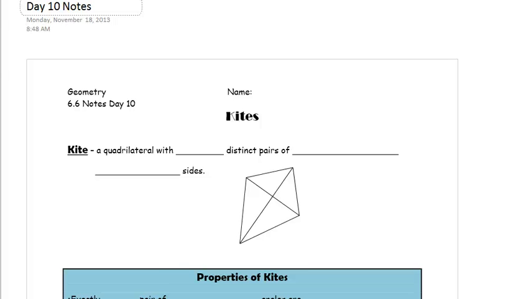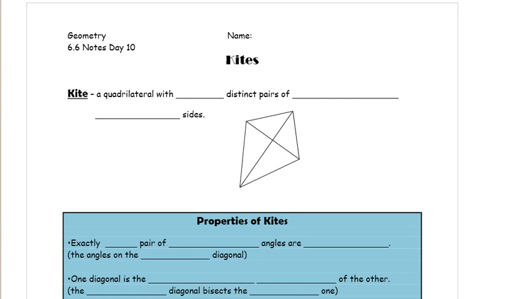Alright, we're going to take a look at our last quadrilateral. Again, quadrilateral is the biggest topic we've talked about. It's talking about all of these four-sided figures. The kite is the last one.